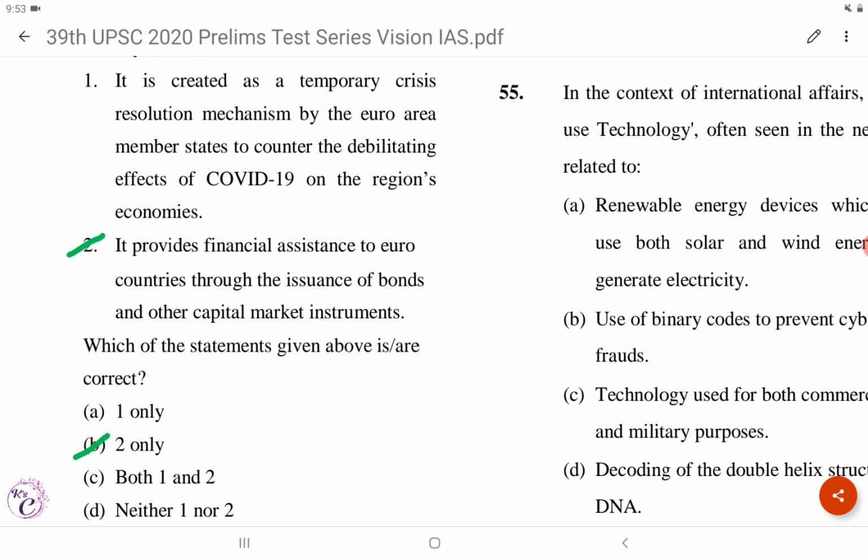Recently, the 27-member European Union has announced an EU recovery deal to counter the debilitating effects of coronavirus on the region's economies. Instead of individual countries raising funds, this time around the EU as a whole will borrow money from the markets.